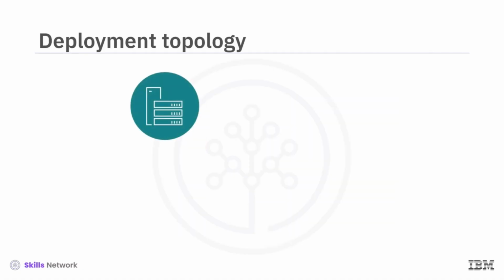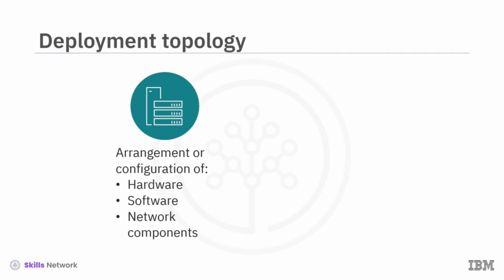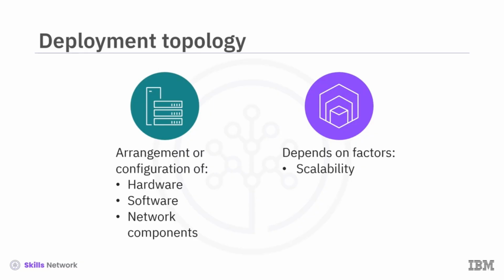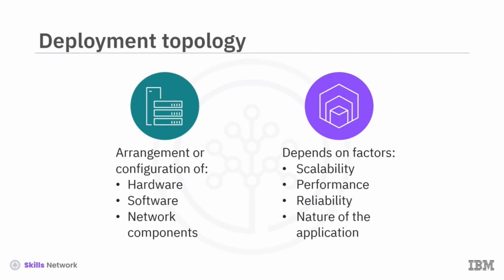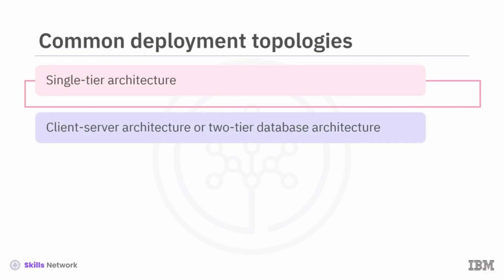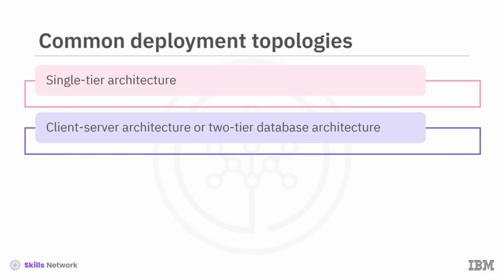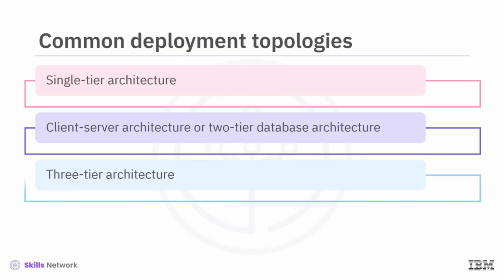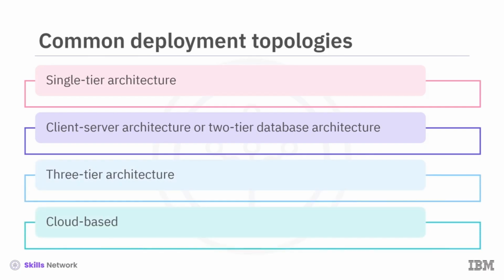The deployment topology is the arrangement or configuration of the hardware, software, and network components in a system or application deployment. The choice of deployment topology depends on factors such as scalability, performance, reliability, and the nature of the application. Here are some common deployment topologies: single-tier architecture, client-server architecture or two-tier database architecture, three-tier architecture, and cloud-based deployment. Let's explore these topologies in detail.